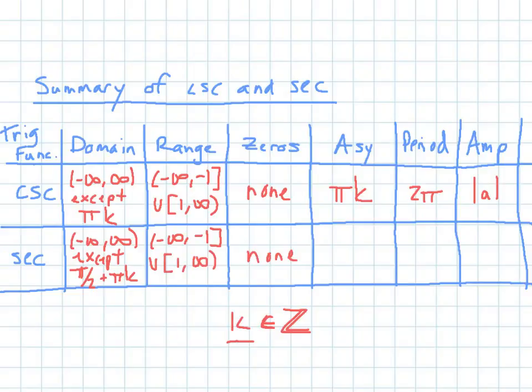Its asymptotes happen in the same place that it disrupts our domain. So pi over 2 plus pi k. It has the same period as cosine, so it's 2 pi. And the amplitude is absolute value of a.